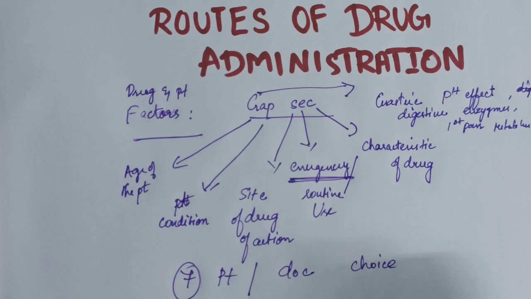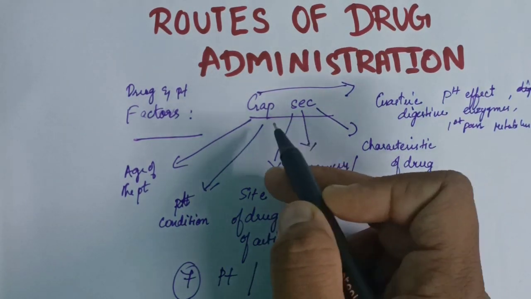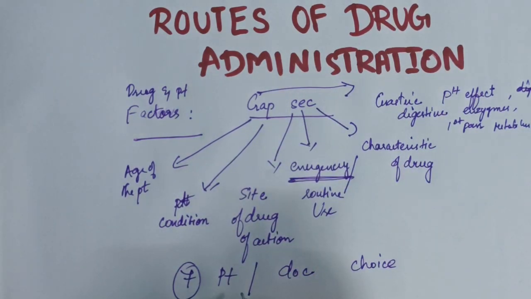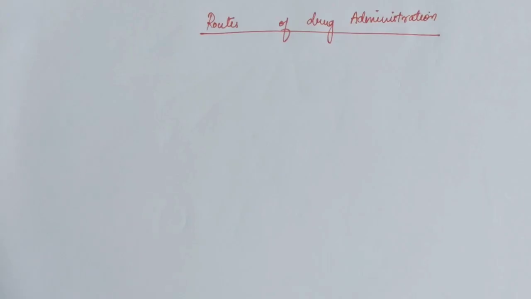These are the factors which influence the route of drug administration. So the 6 factors are remembered as GAP-SEC. Above all 6 factors, you have one more factor, that is patient or doctor choice. Next we will see the classification of routes of drug administration.